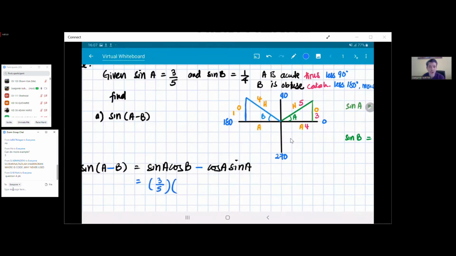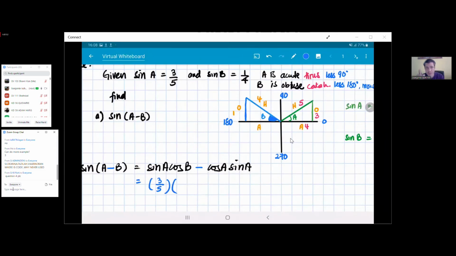Multiply cos B. What is cos B? Okay, no problem. Cos B. So B is 1 over 4. Oh, here is a problem. We need to calculate because we don't have the cos B, because the B angle is over here. Nampak? This is the B angle. Okay, no problem. We can count.